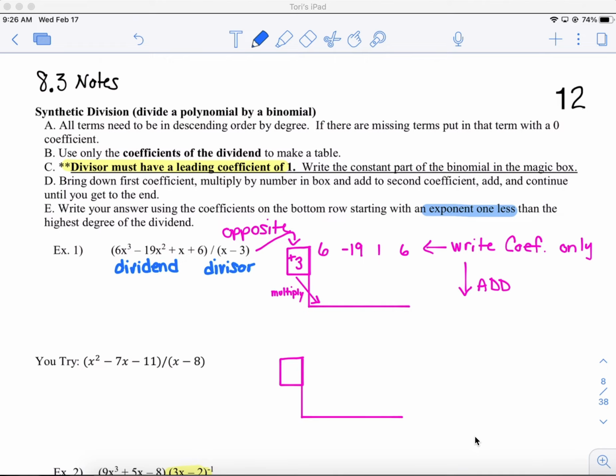Hey guys, we're back with the notes for 8.3. We're going to do this kind of in 4 sections. So each time I put something on the screen, I'm going to have you pause it, copy what you see, and then we'll talk about what's on the screen. Okay? All right, so we are talking about synthetic division today.